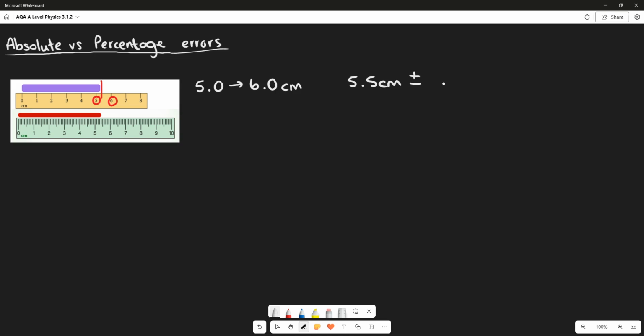But it could be as little as 5 or as much as 6. Plus or minus, and then we write down half the resolution of the equipment. So we can resolve 1 centimetre. So our error is half a centimetre. And this means if you add 0.5 or take away 0.5, you're getting that range.